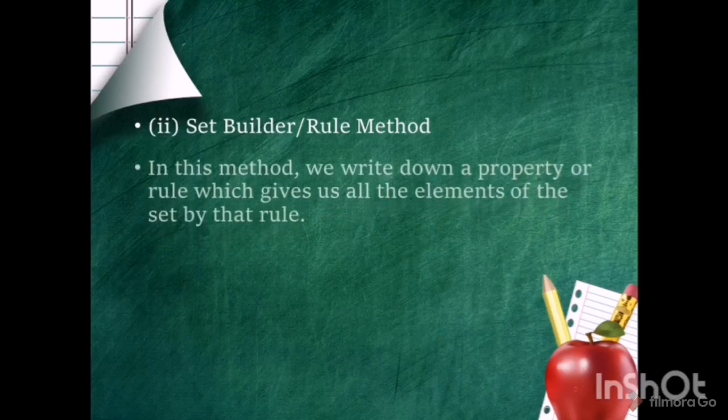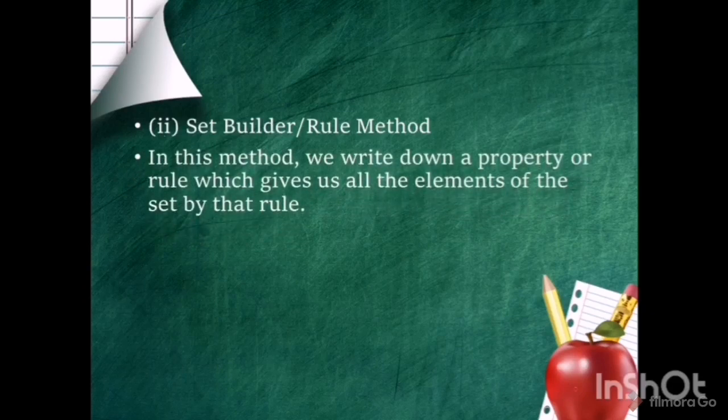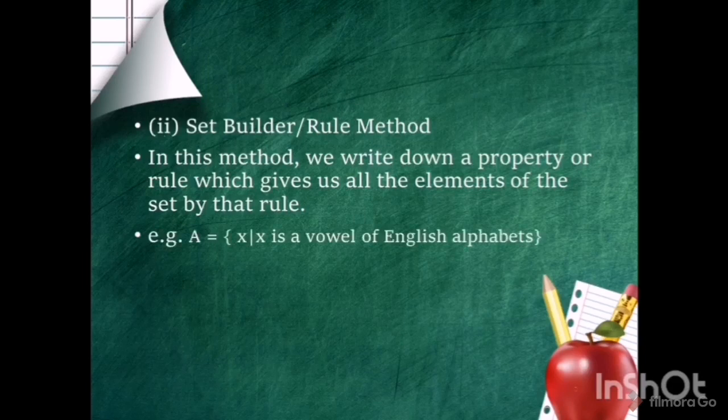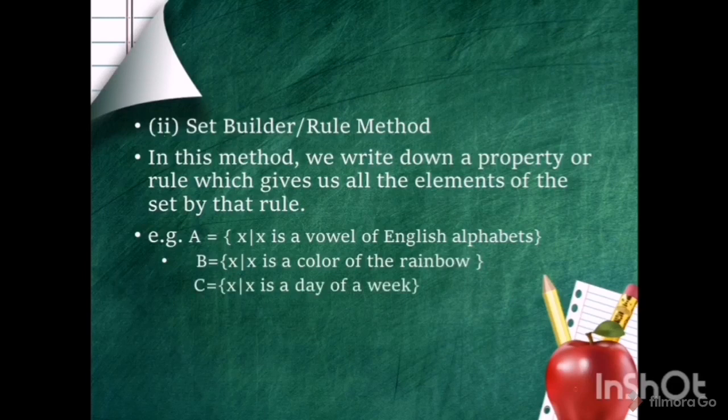The next one is the set builder or rule method. In this method, we write down a property or rule which gives us all the elements of the set by that rule. So here are the examples. Set A is equal to {x such that x is a vowel of the English alphabet}. Set B is equal to {x such that x is a color of the rainbow}. Set C is equal to {x such that x is a day of the week}.